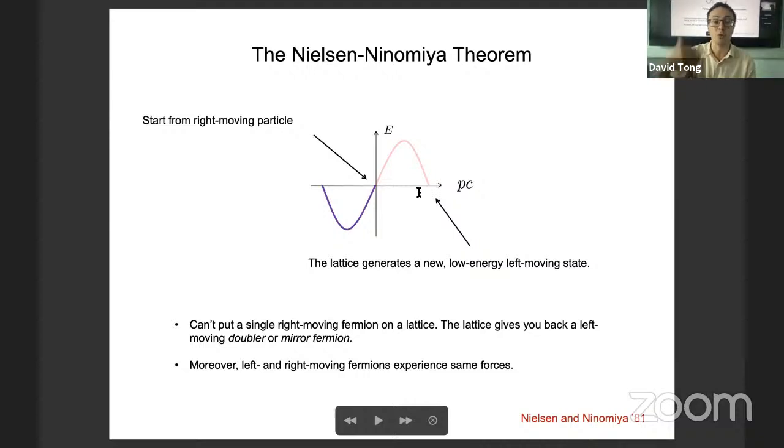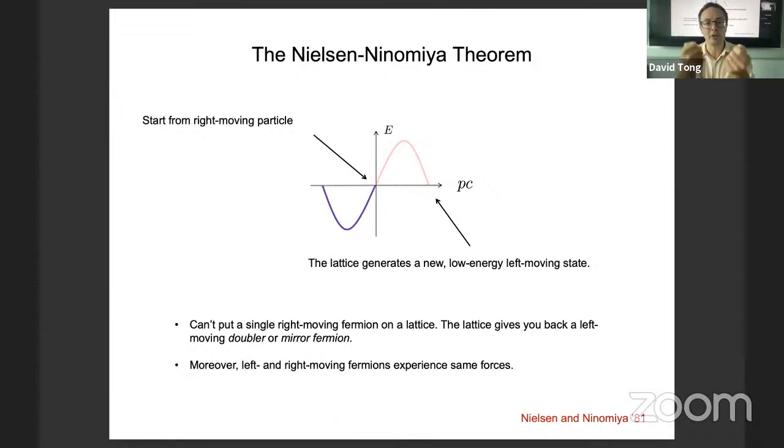I think most people in the audience are probably very familiar with this, but if you're not, these extra fermions are called lattice doublers. They're sometimes called mirror fermions, and I'll use both terminologies in this talk. So the Nielsen-Ninomiya theorem here has two parts. Firstly, you can't put a chiral fermion on the lattice; you get the doublers. Secondly, if you try to couple forces to these fermions, at least naively, whatever your original fermion feels, the doublers will also feel, roughly speaking because they're coming from the same field.